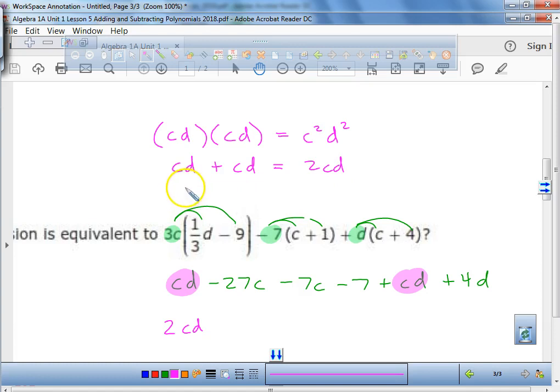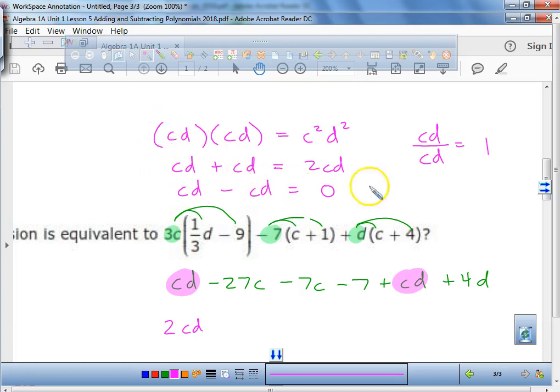Now, if I say, everybody, here's another one. If I say CD minus CD, that's going to give you 0. But if I say, what's CD divided by CD, that's going to give me a 1, because any number divided by itself is 1.